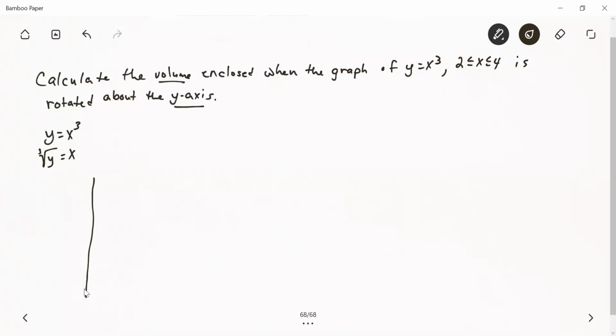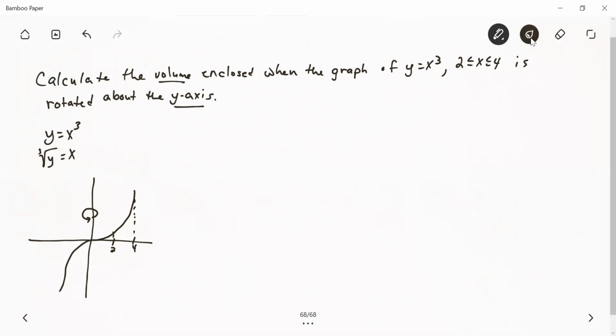So let's look at what this function looks like, okay? And what they're asking us to do. X cubed looks like that. And we're going to go from 2 up to 4. We'll say 4 is right here, okay? From 2 up to 4. But we're not going along my x-axis. We are actually going to rotate around my y-axis.